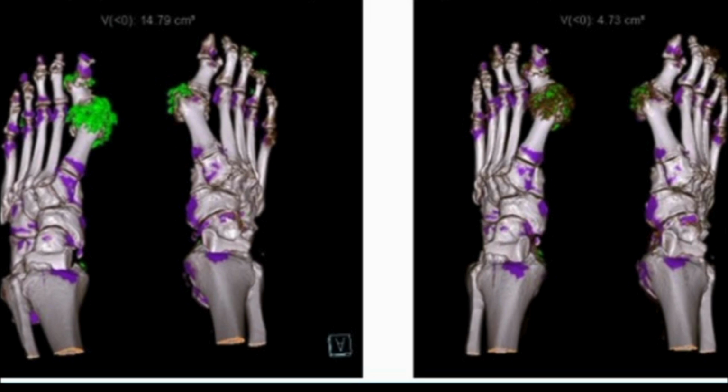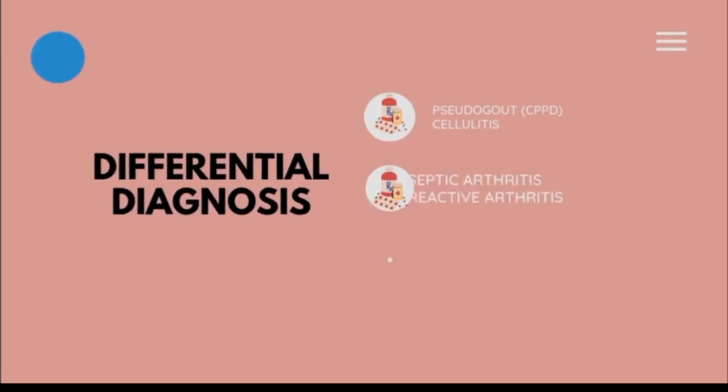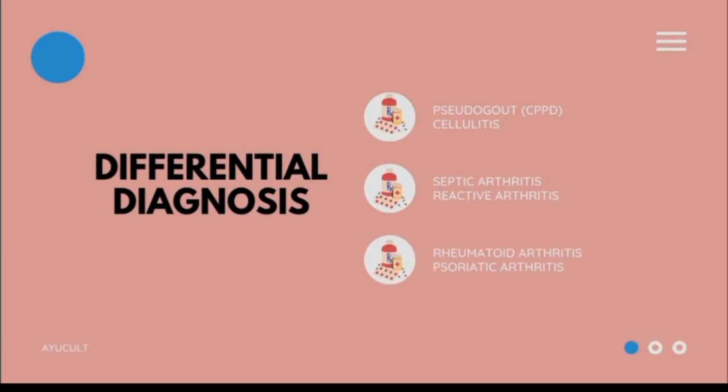Now, let's talk about the differential diagnosis. The first one is pseudogout or CPPD, that is calcium pyrophosphate disease. DD can be done by polarized microscopy of the joint aspirate. Needle-shaped crystals are seen in gout, whereas rhomboid-shaped crystals are seen in pseudogout.